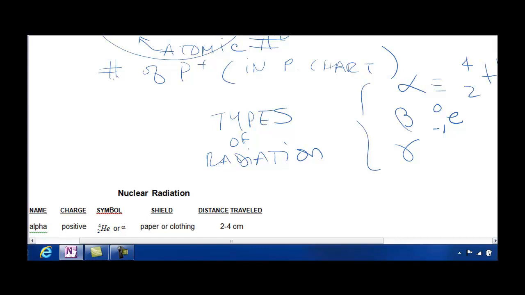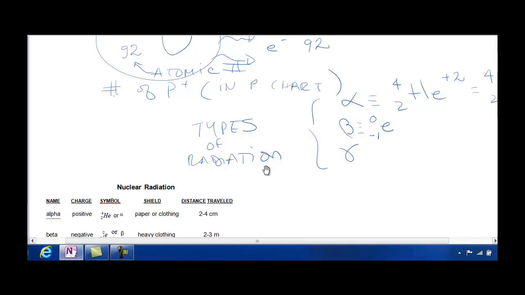So I want you to equate a similarity between beta particles and very fast moving electrons. So let's try to make it bigger again.